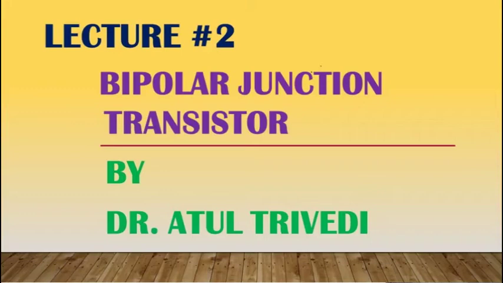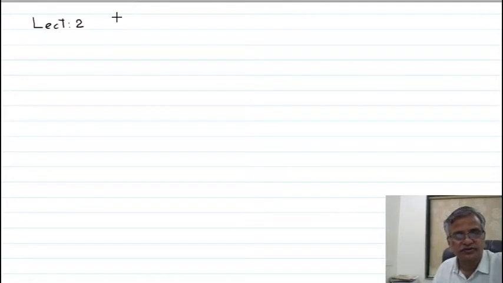Dear student, I am starting your second lecture on bipolar junction transistors. Already you've seen the first lecture of bipolar junction transistors, and we have discussed three different configurations and their characteristics. Today I am discussing two different kinds of leakage current.